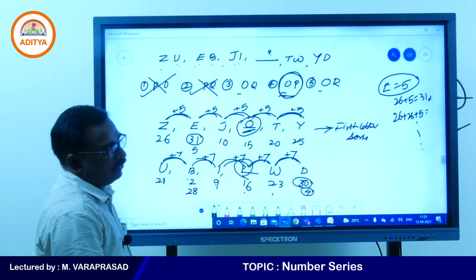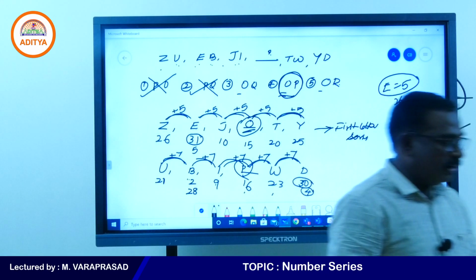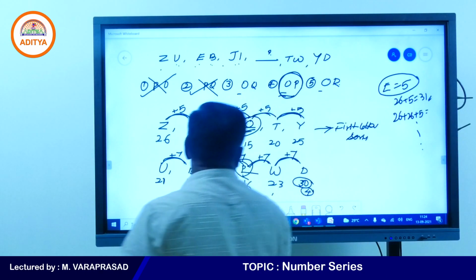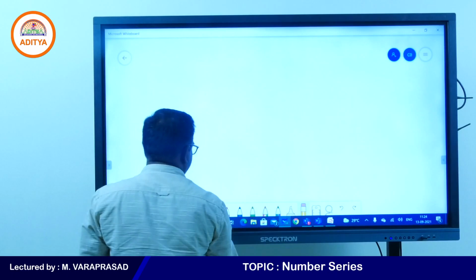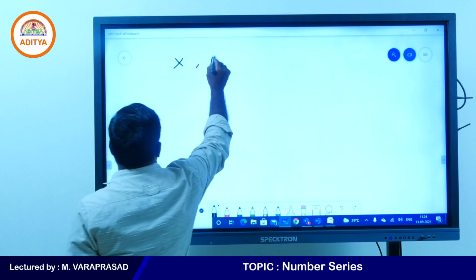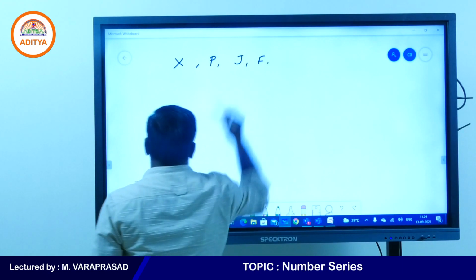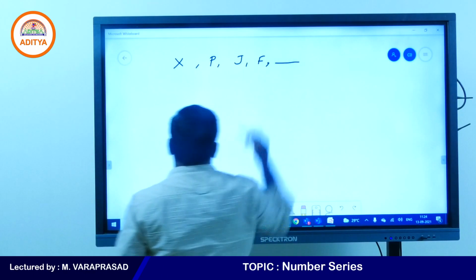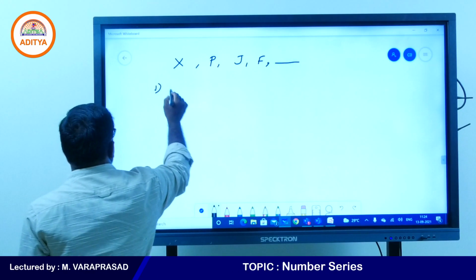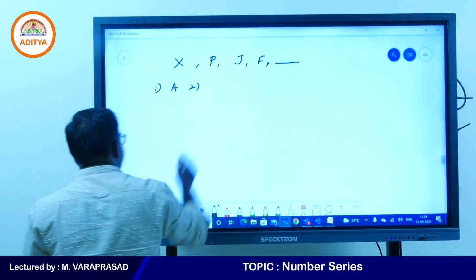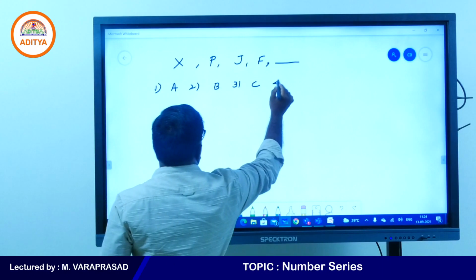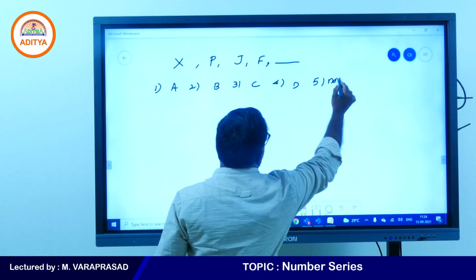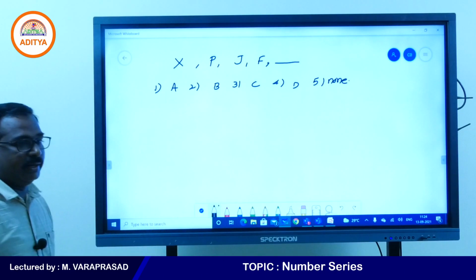Now one more example I will give. XPJF, what answer will you get? I will check. XPJF. Yes, my students, right. What is the next one? I will give options to you. The first option is A, the second option is B, the third option is C, the fourth option is D, and the fifth option is none of these. Yes, my students, let me know what answer you get here.